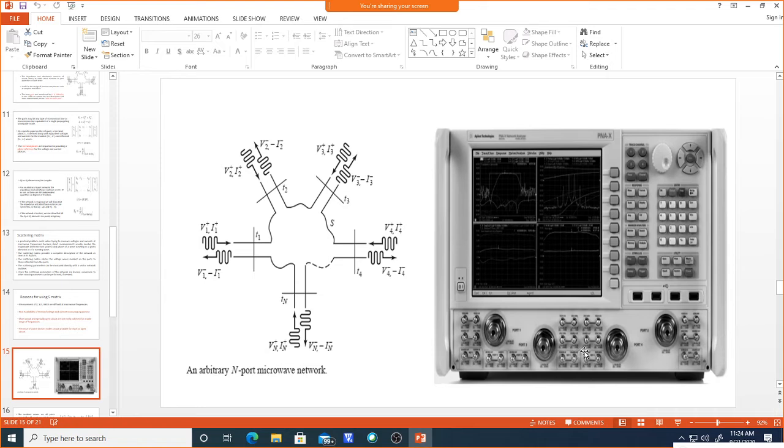Say for example, if you want to take this vector network analyzer for up to 10 gigahertz, it may cost around 20 lakh. Only the 2-port, one port and the other port, up to 10 gigahertz, may cost around 15 to 20 lakh. So depending on the application requirement and the designer specification, the cost will keep increasing.